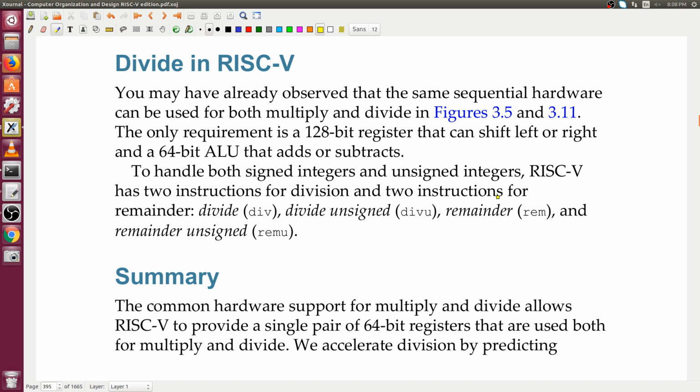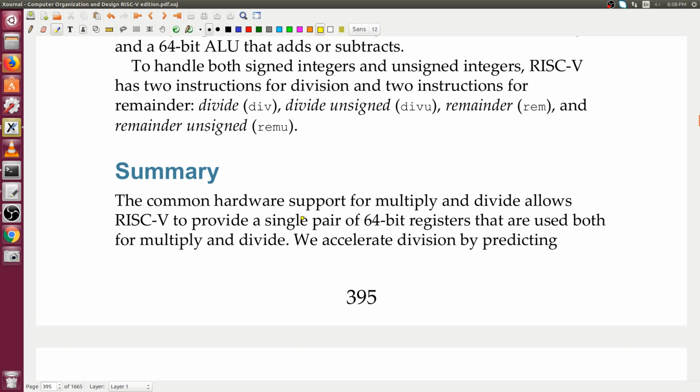To see if it's a positive or negative remainder, or if you're doing unsigned division, an unsigned remainder. I'm unsure what you would use those operations for, though. That's interesting.